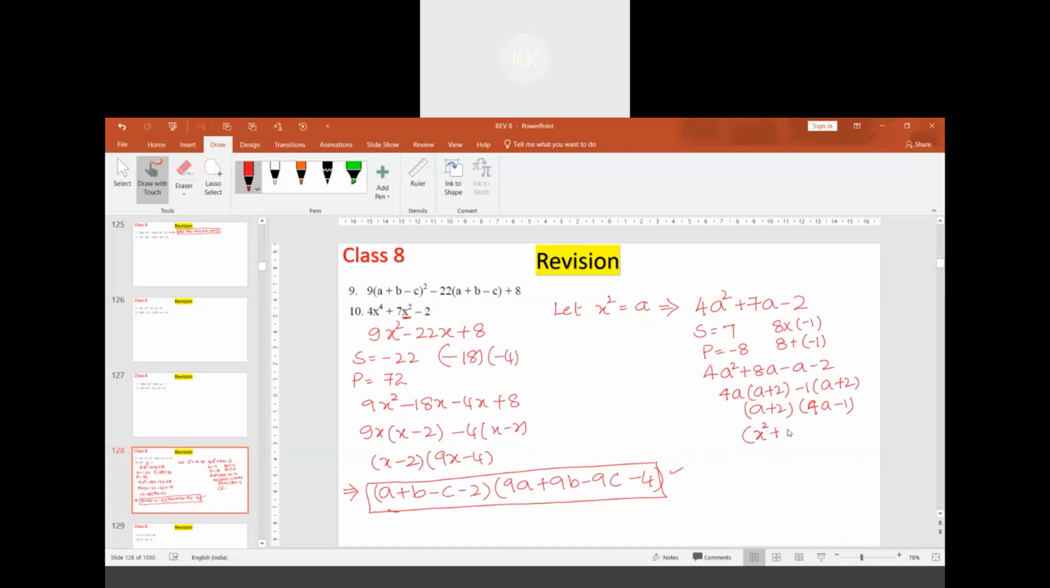x square plus 2 into 4x square minus 1. Sir, here we can factorize the second term, 4x square minus 1, as 2x whole square minus 1 square. So (x square plus 2) multiplied by (2x plus 1) into (2x minus 1). Yes, this is the answer.